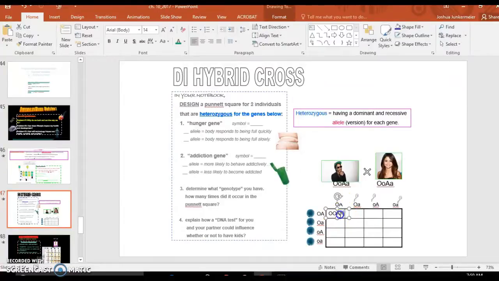Now, it's uncertain based on this example if dominant means they are obese or if dominant means they are addicts. We don't know. It depends on how you define it. So if you said that dominant O means getting full quickly, it means that that child is going to be thin because they got the dominant version. But if you thought that a dominant version was getting full slowly, you'd say that that child is obese. So what the phenotypes are for each kid, what it means about them and how they look, depends on how you decided which is dominant and recessive for addiction and which is dominant and recessive for hunger.